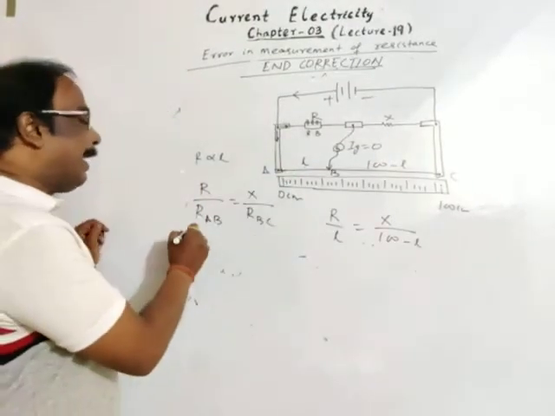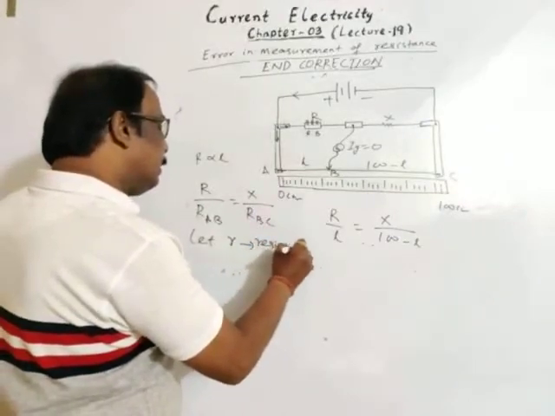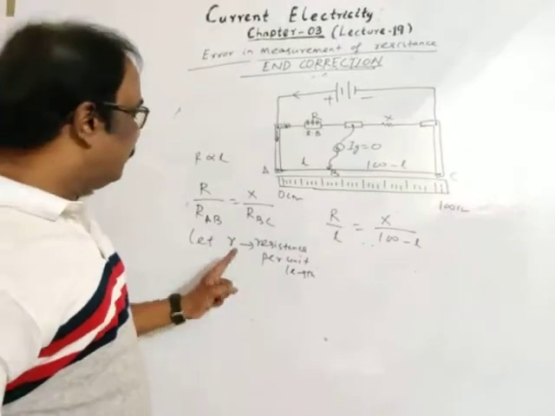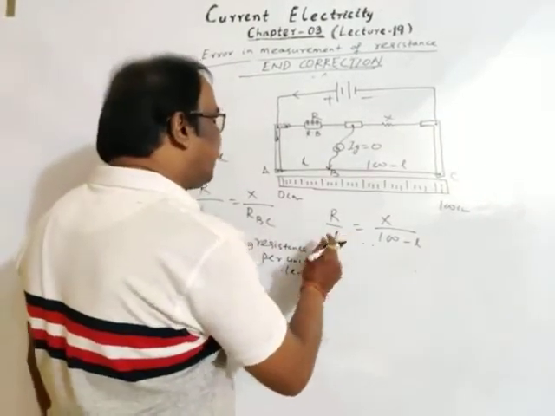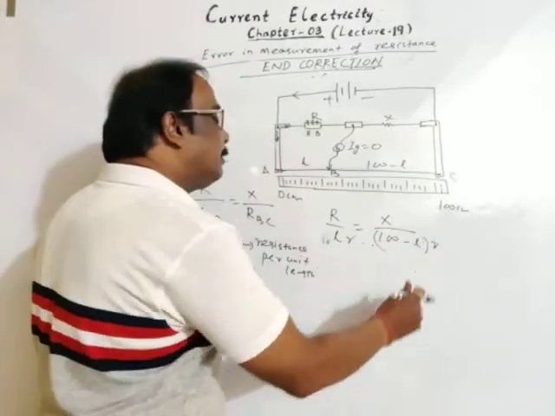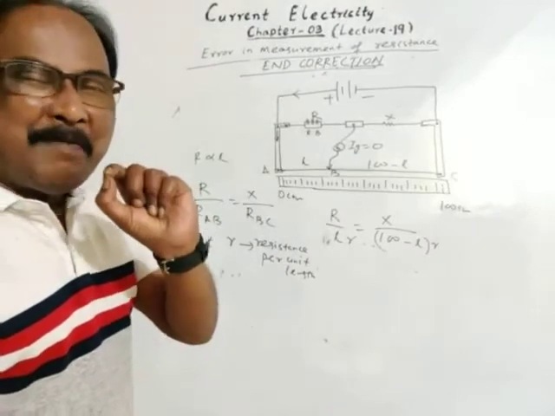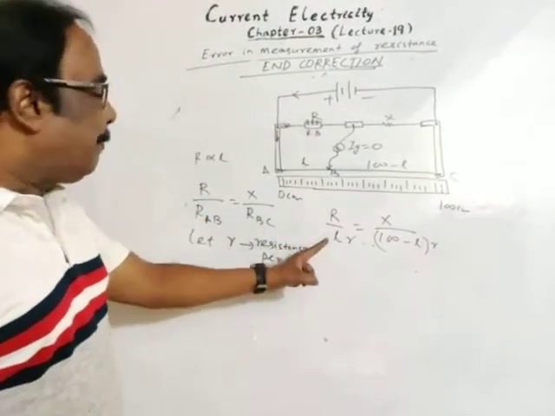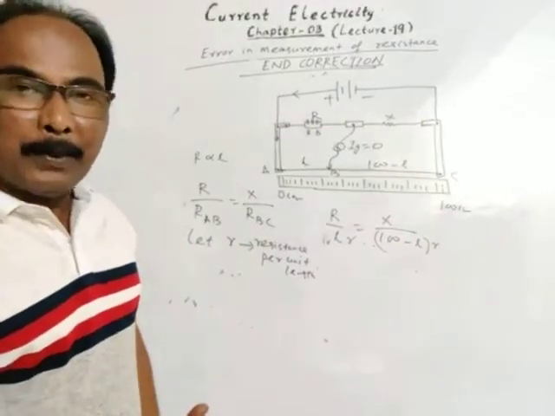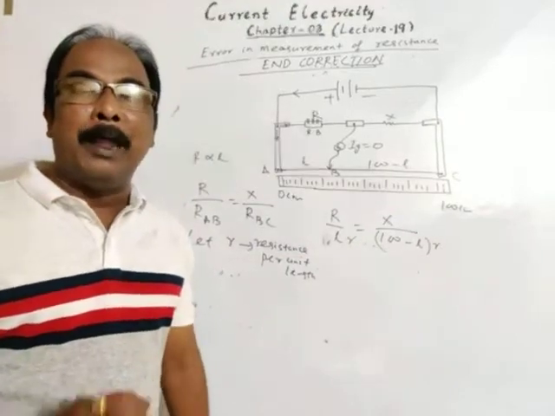Let R be the resistance per unit length. Since R is the resistance per unit length, if length is 1 unit, then resistance is R. If length is L, then resistance is LR. If length is 100 minus L, then resistance is 100 minus L into R. Then R will get cancelled, and we will get our original expression: R divided by L is equal to X divided by 100 minus L.